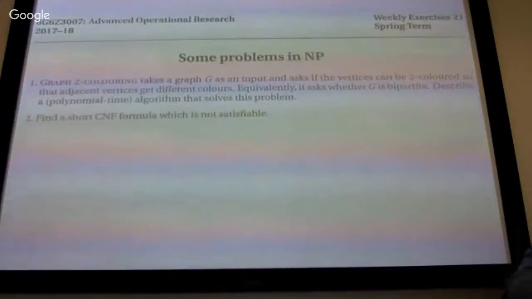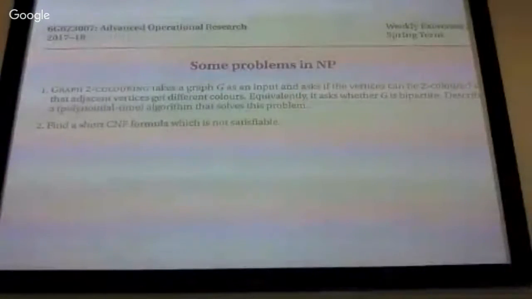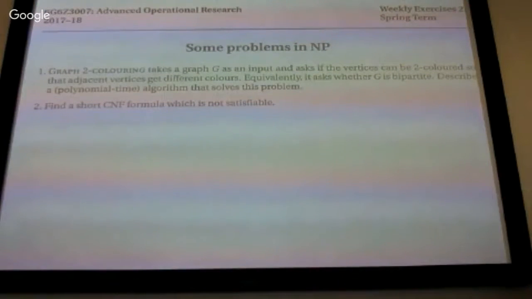Okay, so this was the homework. Does anybody have the solution? No. Mary, you have the solution? You want to tell us? No. Why not? Do you have both questions or just one? Both? So how does the graph go? Coloring.